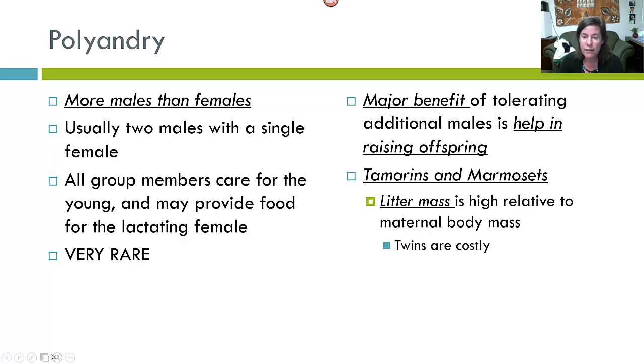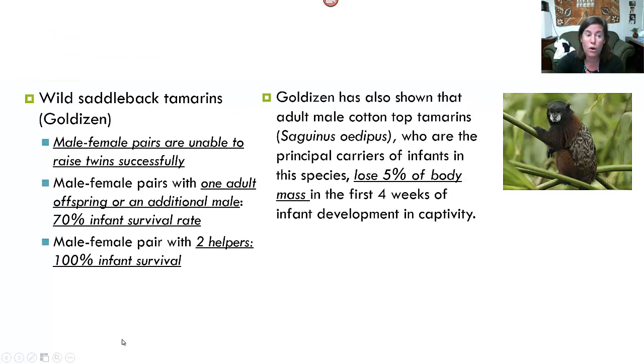One group that is characterized by polyandry are the tamarins and marmosets. The major benefit of tolerating additional males is help in raising your offspring. With tamarins and marmosets, litter mass, the weight of the offspring when they are born, is very high relative to maternal body mass. So the weight of the offspring is very heavy compared to the weight of the female. And what this means is that it's very costly to produce twins, to produce 2 offspring.